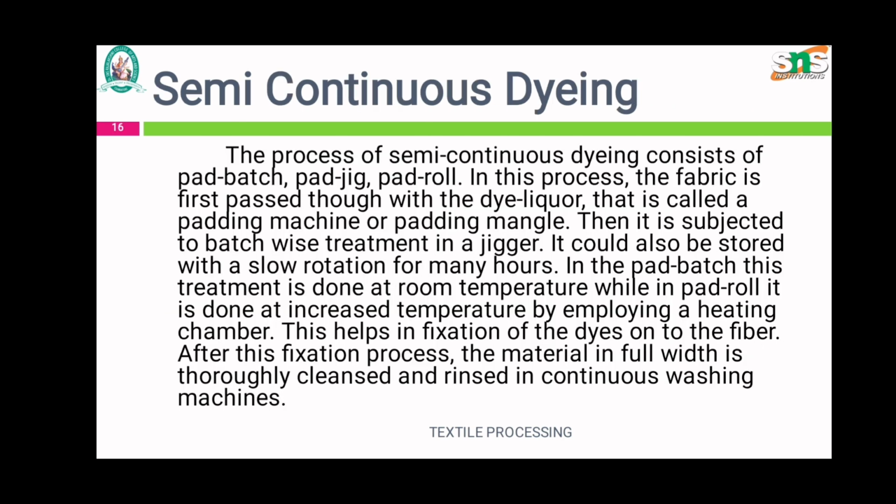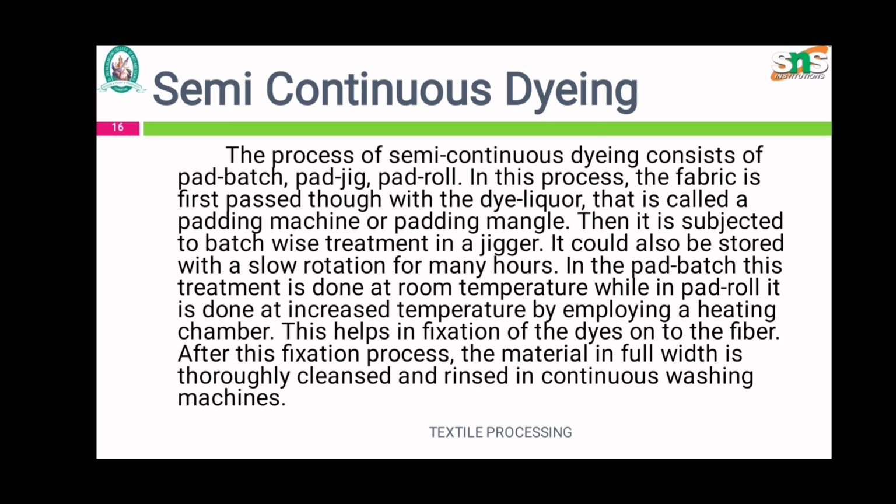Semi-continuous dyeing. The process of semi-continuous dyeing consists of pad batch, pad jig, and pad roll. In the process, the fabric is first passed through the dye liquor in a padding machine or padding mangle. Then it is subjected to batch-wise treatment in a jigger. It could also be stored with a slow rotation for many hours.